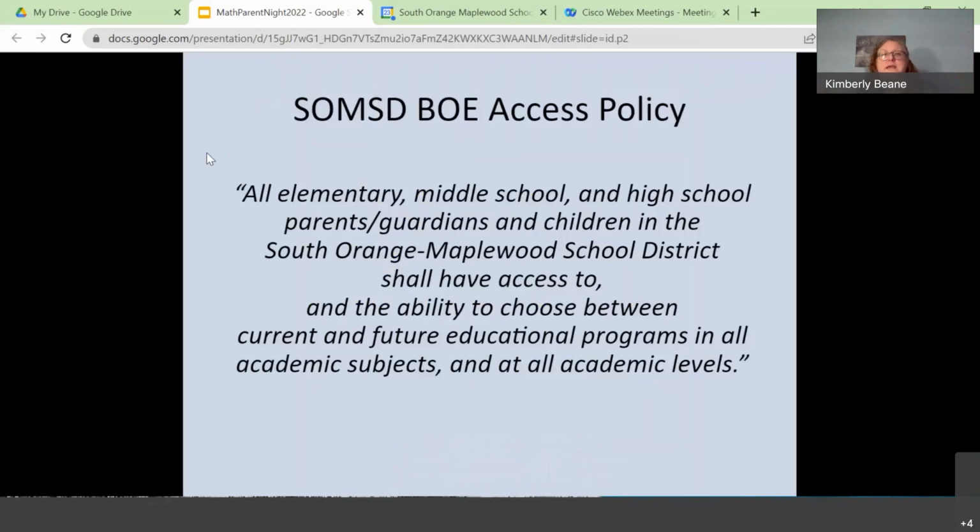First of all, we're here because the Board of Education has an access policy. What that access policy means is that any student can choose any level of course that is offered at their grade level. So since in math in the middle school, we happen to have different offerings, we present to everyone and give everyone the opportunity to choose.